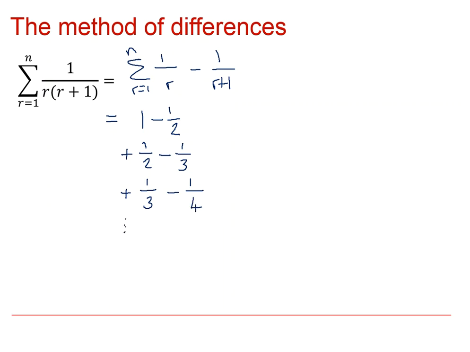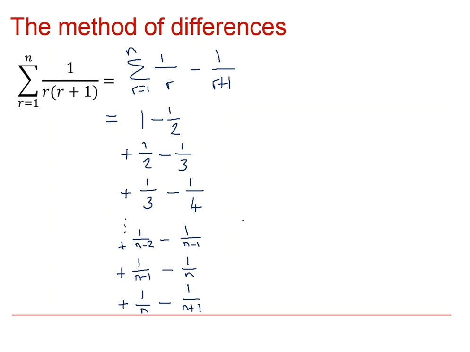Now this will continue. And then I find it easiest to write the last term, so when we're substituting in n, 1 over n minus 1 over n plus 1, and then work our way backwards. So the term before would have been 1 over n minus 1 minus 1 over n, and the term before that 1 over n minus 2 minus 1 over n minus 1.